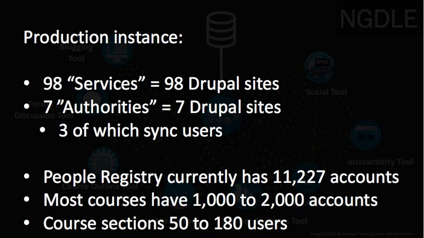But in a production instance we have 98 sites, because part of the principle of ELMS Learning Network is that people can request their own sites, and it kind of builds out this organic network. So we need to figure out the topology of the network, and then we need to send the accounts to the right places. Not every site can have all the same accounts. However, now our people registry has 11,000 accounts. And most courses have 1,000 to 2,000 accounts, and the sections, the thing at which we sync up against, is about 50 to 180 users in our use case. That all sounds like a lot.